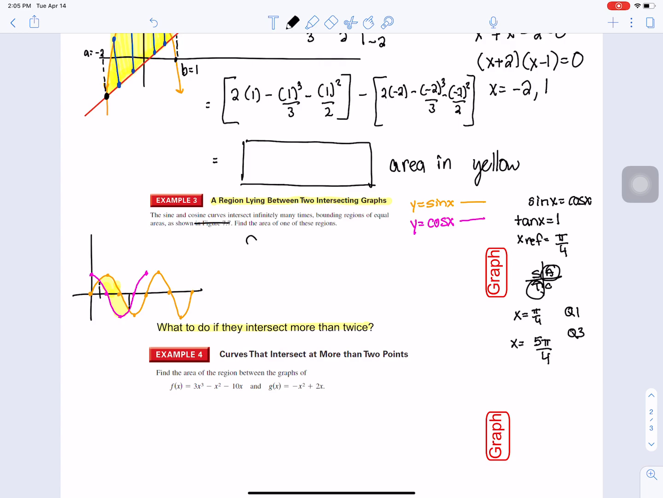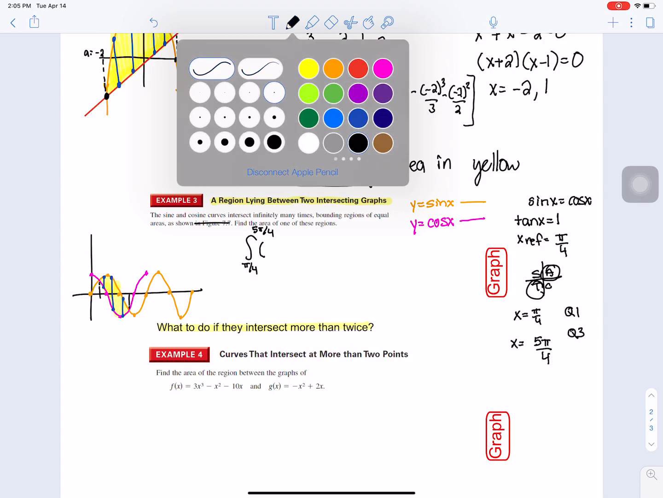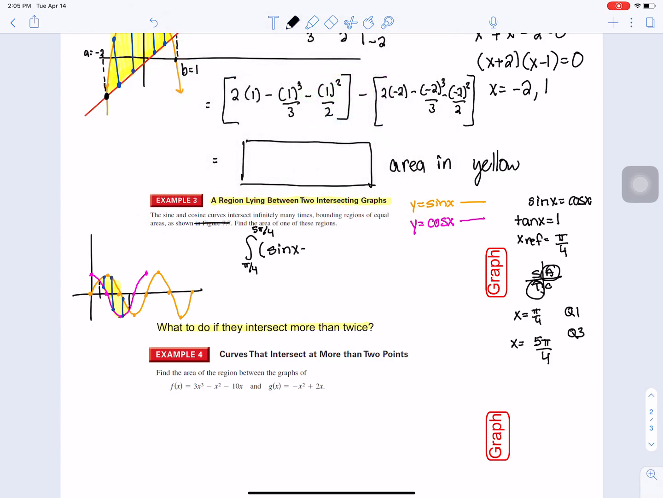So I'm going to set up my integral. It's going to go from pi over 4 to 5 pi over 4. And then which function sits on the top? So if I were to take a vertical slice in blue, you need to ask yourself, does the top function always stay the orange? And the answer is yes. So my top function is the orange function, which is sine x. My bottom function is the pink function, which is cos x, and then I'm integrating with respect to x.